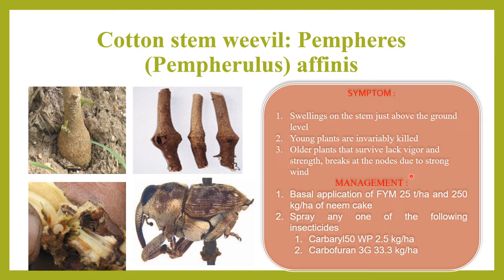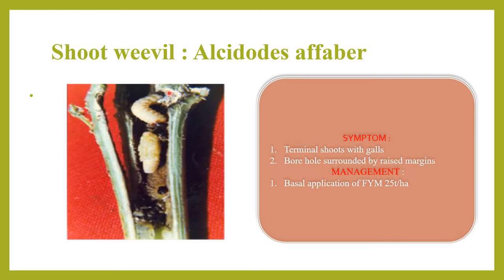And coming to the next one, that is the stem shoot weevil, where we can see it is grabbing the shoot and eating the shoot, and the terminal shoots with galls bore holes surrounded by raised margins. Here you can see the stem shoot weevil, how it is eating and boring the holes. And the major management is the basal application of FYM at 25 tons per hectare, which is recommended for the shoot weevil.